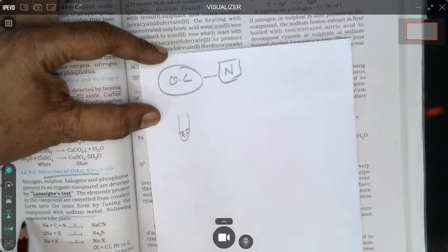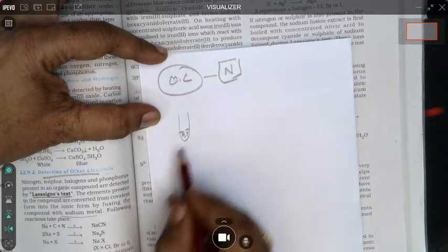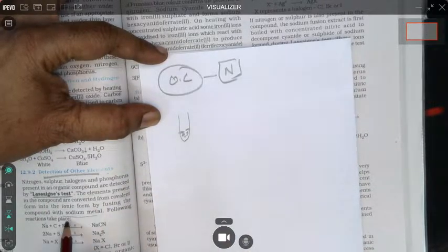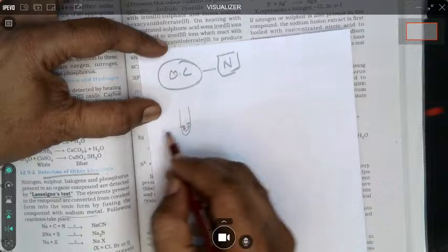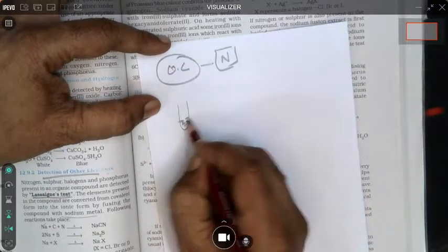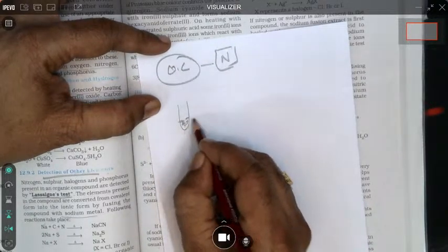Now we are going to fuse the organic compound with the sodium metal. For which what we are going to do, take the organic compound, and before that you have to take the sodium also.